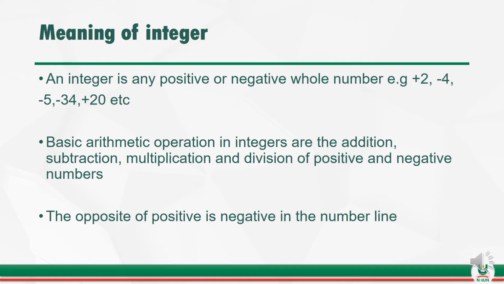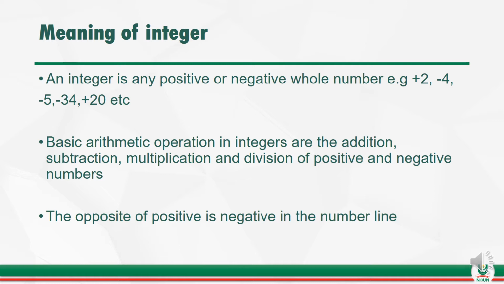Now, let's go back to the meaning of integer. When we talk of integer, what is the meaning? An integer simply means any positive or negative whole number. Don't forget whole number. For instance, we have +2, -4, -5, -34, +20, +30, and so on and so forth. Don't forget, an integer is any positive or negative whole number.